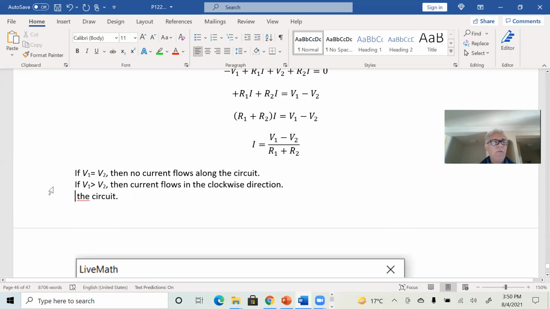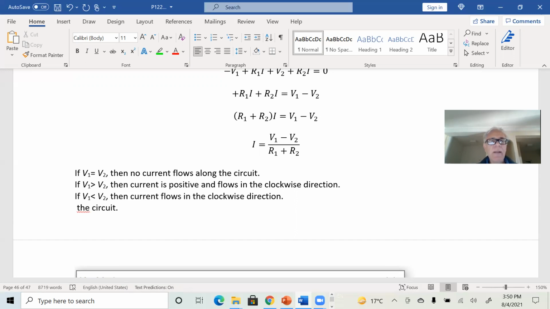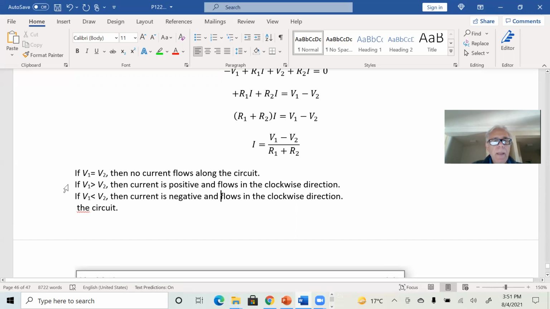Okay. Now, if you have the other case, the last case, if V1 is less than V2, then the current is going to be negative. In the first case, the current is positive and flows in the clockwise direction. If V1 is less than V2, then the current is negative and it flows in the counterclockwise direction.